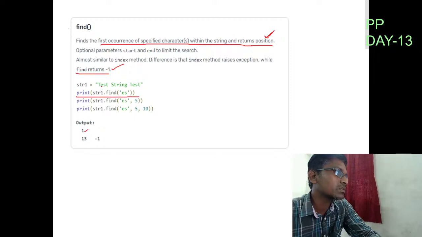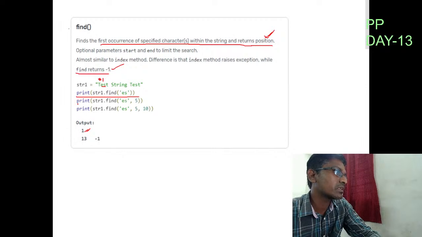So why? Because the "es" is found at the first occurrence. At index number 0 the character is T, and at index number 1 the character is E. So that's why it finds the "es" characters at index number 1.